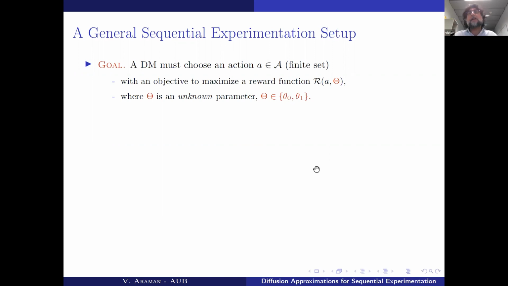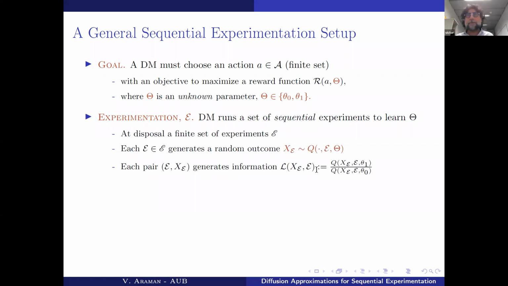And if I decide this, then I will generate a reward. That reward depends on my choice A, but also depends on some unknown parameter theta. That parameter can be even a density function, or just values. For example, it could be the price sensitivity of my customer. I don't know their price sensitivity, so it is random for me. Say the price sensitivity takes two values, theta 0 or theta 1. But I can also experiment to learn this. And so I'm going to run a set of sequential experiments, and for that, I have a set of experiments.